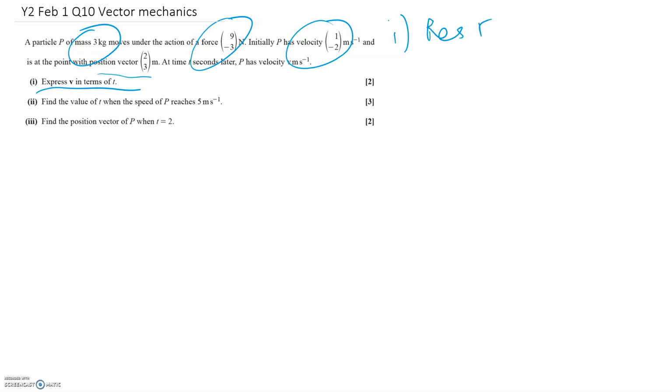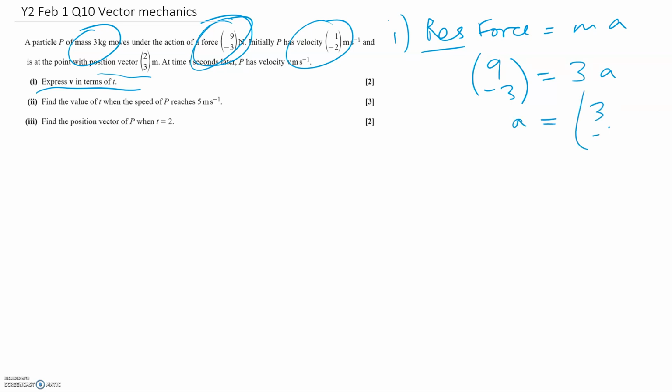So I think we can start by writing down resultant force equals mass times acceleration. Whenever you use F equals ma, remember it's always the resultant force that you're talking about. In this case, there only is one force, so it's fairly straightforward. The resultant force is 9 minus 3. The mass is 3 kilograms, and the acceleration we don't know, but we can work it out from this equation. If we just divide both sides by 3, we'll get that the acceleration is 3 minus 1.